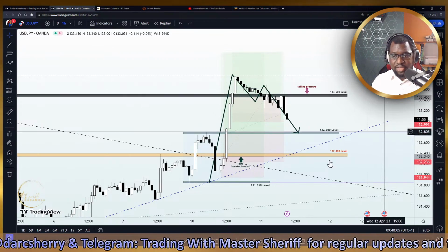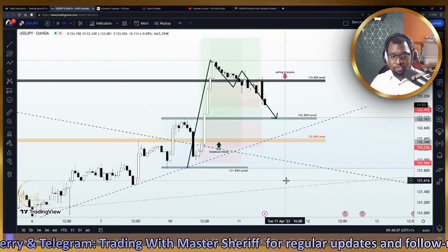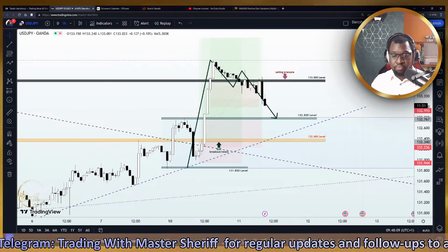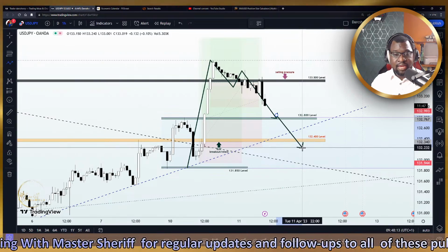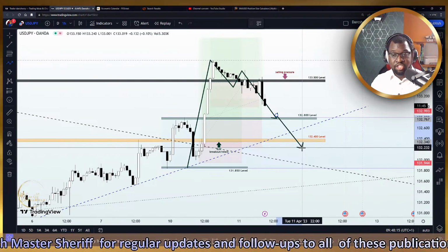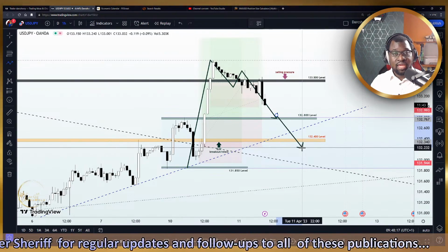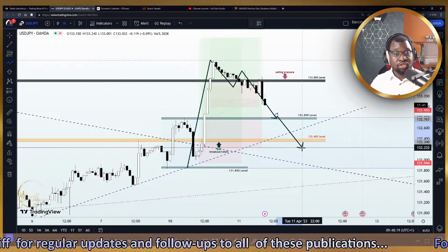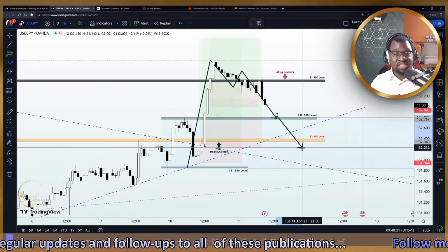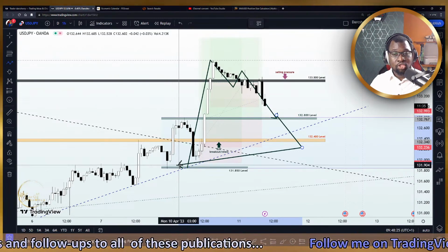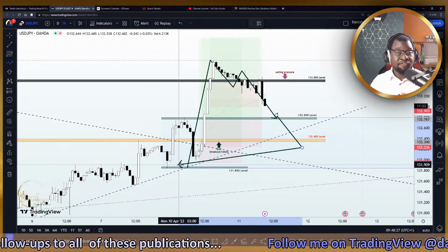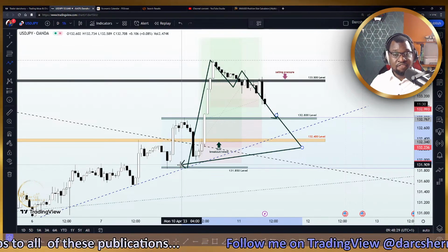But if at any point in time during the course of today's trading session, price action breaks down that trend line, then we might be in for a bearish move. But we need to be very careful here, as anything could actually happen. It could still turn out to be a bullish momentum as long as price action is unable to break the previous low here.